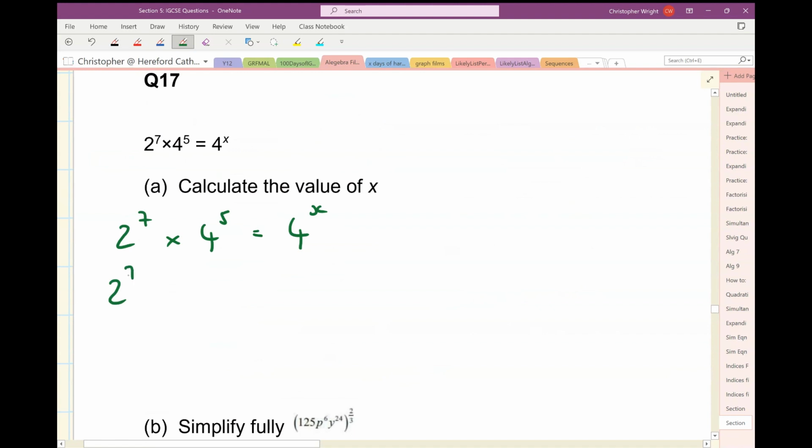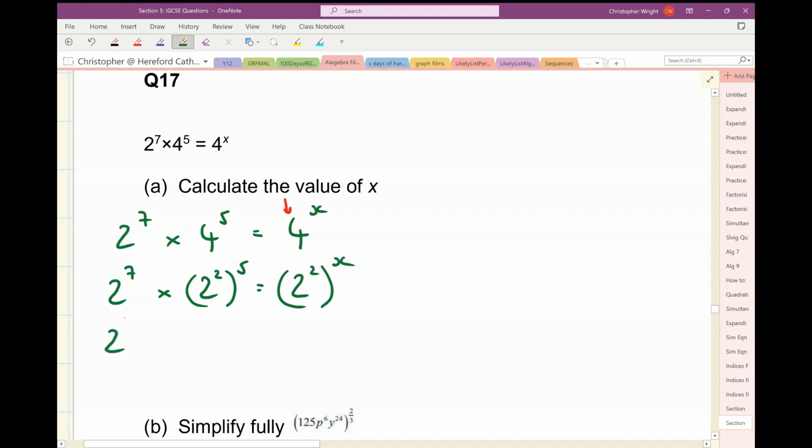Let's put everything in base 2. 2 to the power of 7 is already in base 2. That 4 is 2 squared, so what I've got here is 2 squared raised to the power of 5. The right-hand side, this 4 is 2 squared, so I've got 2 squared raised to the power of x.